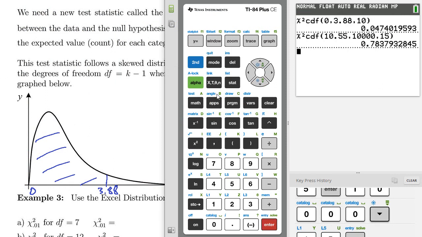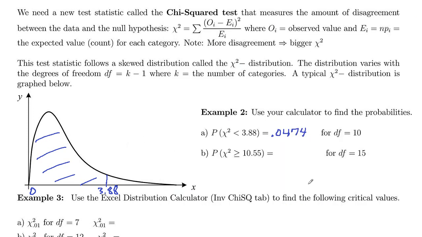Paste it, 0.7838. So approximately 78% of the area is to the right of the critical value 10.55. So that's how you find areas if you're given the chi-squared value.